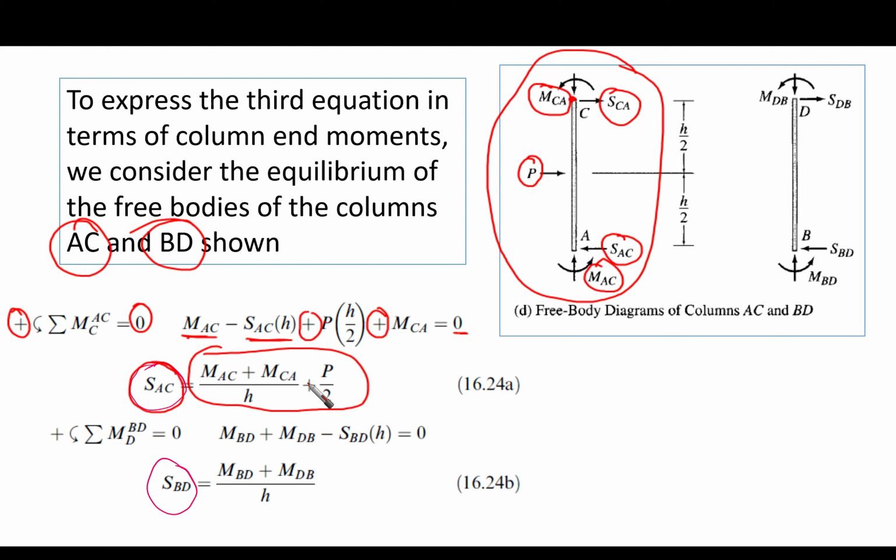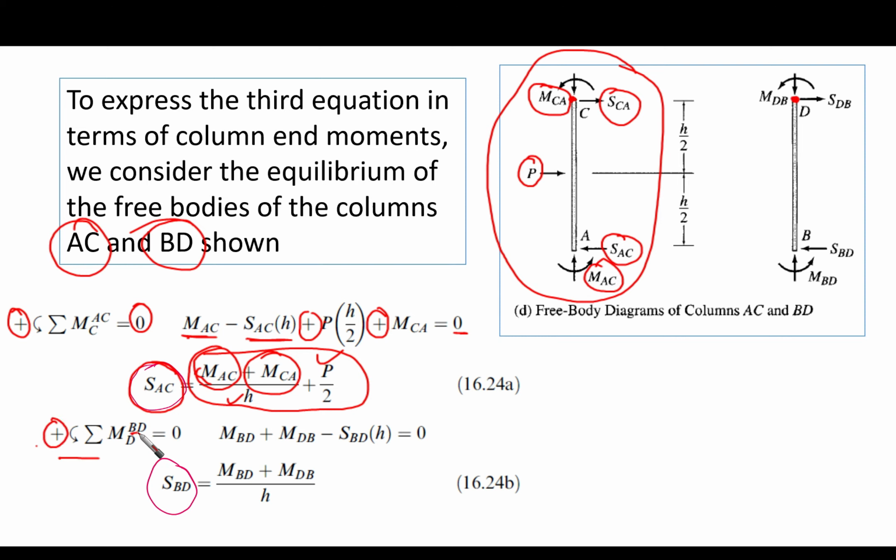Now everything on the right-hand side is known, or at least it is in terms of moments. We have MAC, MCA, H which is known, and P, the external load, which is known as well. We are going to do the same equilibrium equation at point D. So take the moment at point D, counterclockwise is positive, for member BD only. It should equal 0.